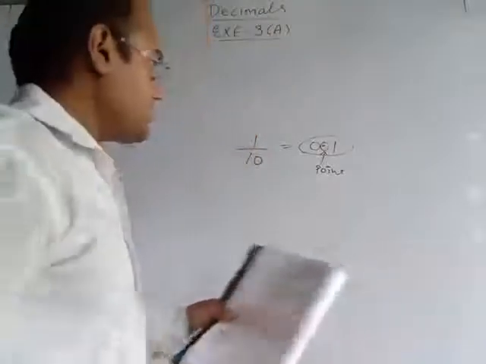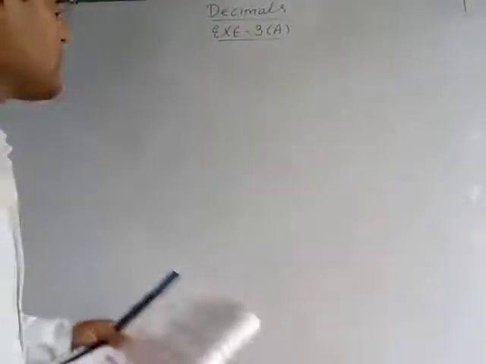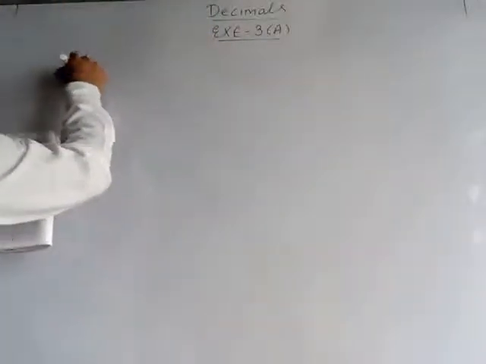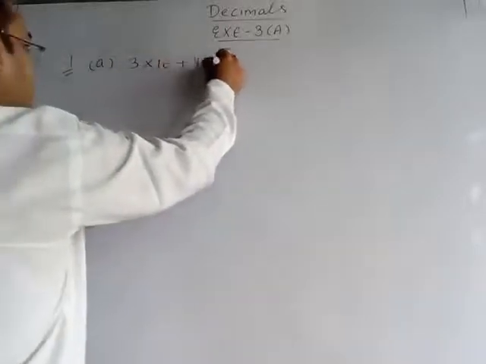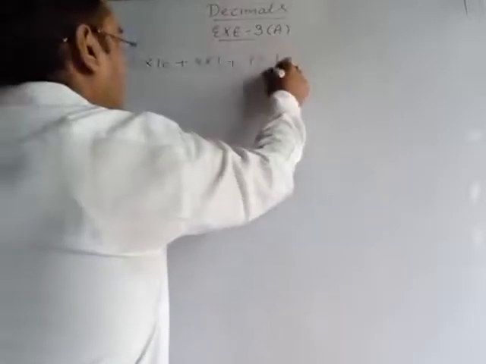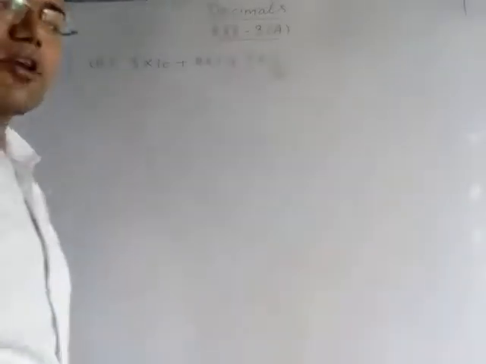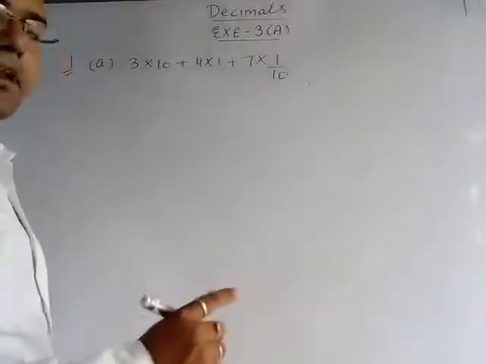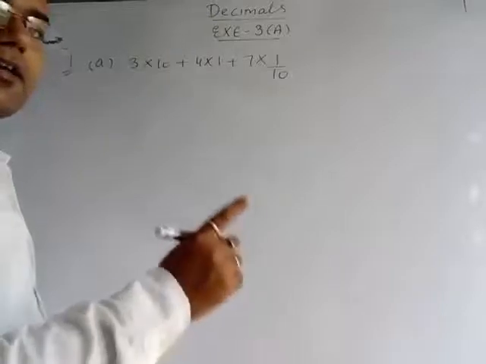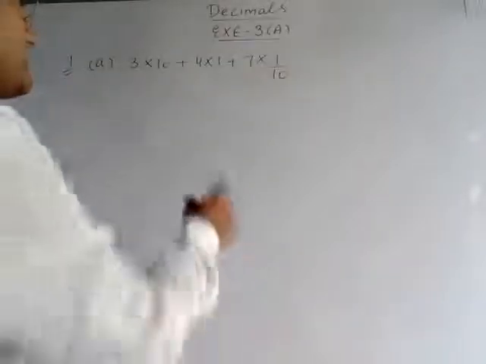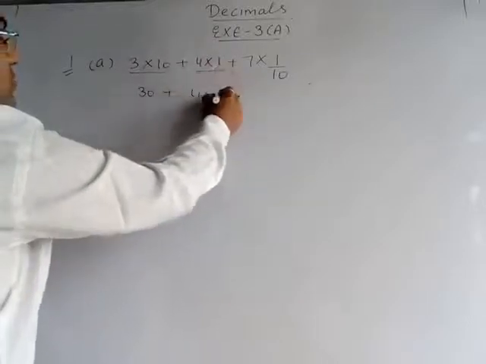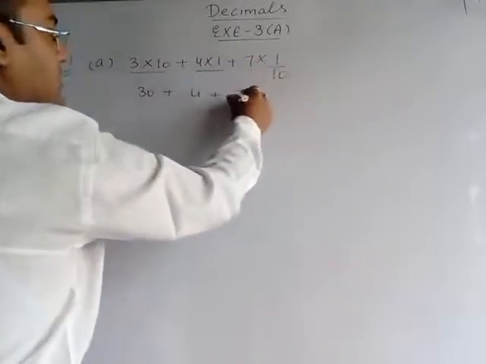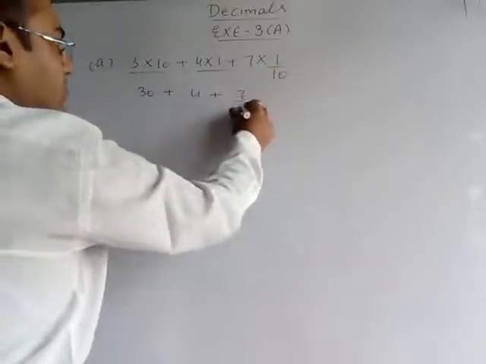First part, all of you see. First question, part number 1: 3 multiply 10 plus 4 multiply 1 plus 7 multiply 1 upon 10. First of all we have to apply the rule of BODMAS. According to BODMAS, we have to solve the multiplication first. So wherever multiplication comes, there we multiply. 3 multiply 10 will become 30, 4 multiply 1 will become 4, 7 multiply 1 the answer will be 7, but in the denominator we have to take 10.